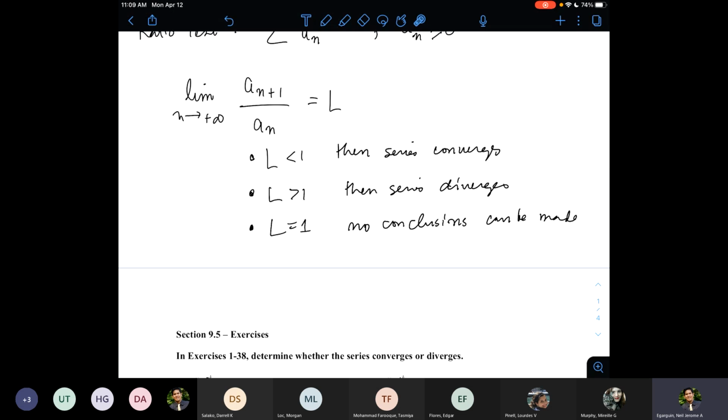So take the limit of a sub n plus 1, and you get this by replacing all n's you see in the series by n plus 1, divided by a sub n, and take a look at the limit.